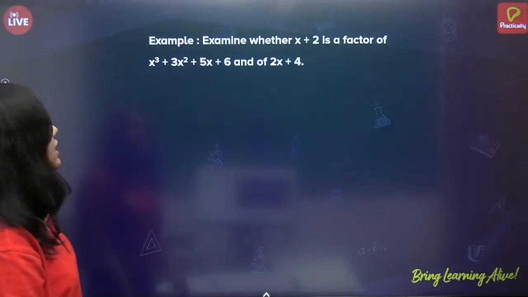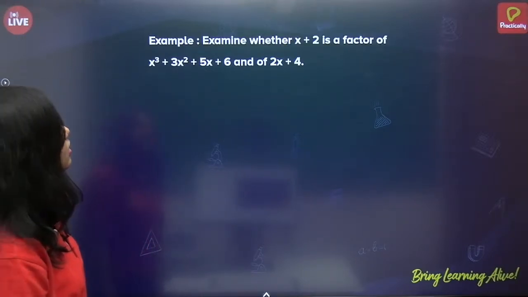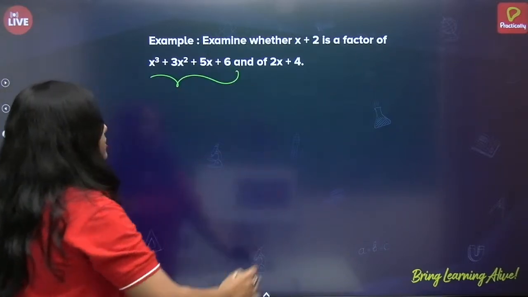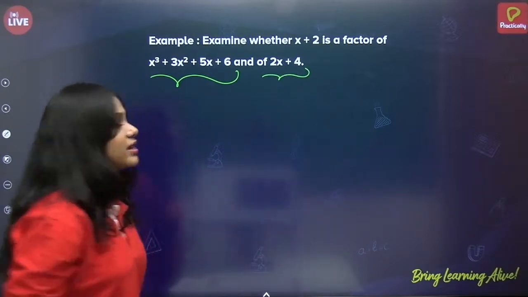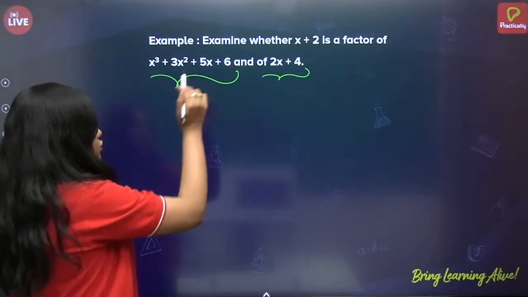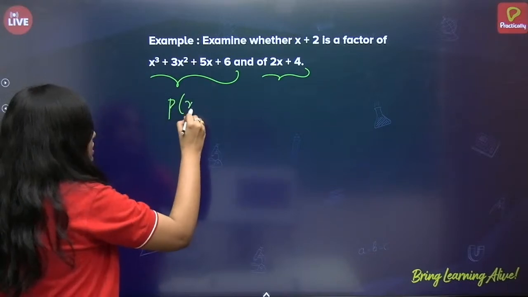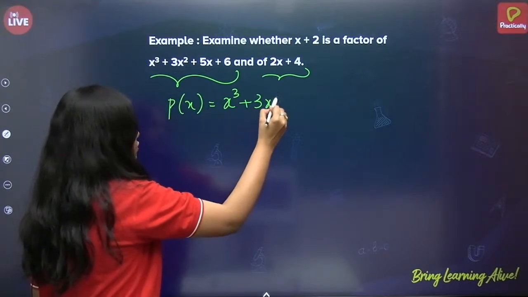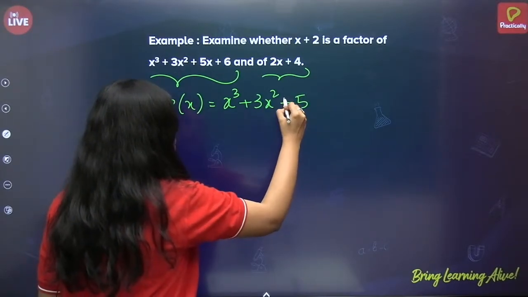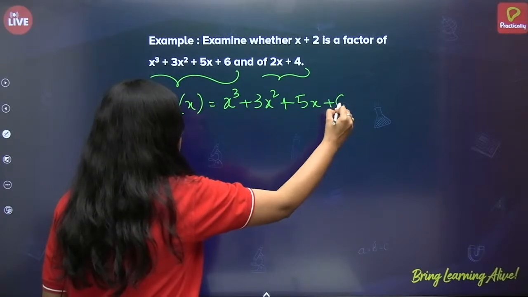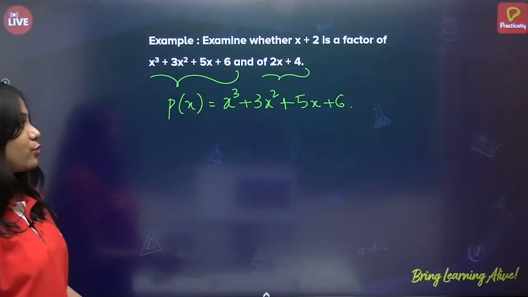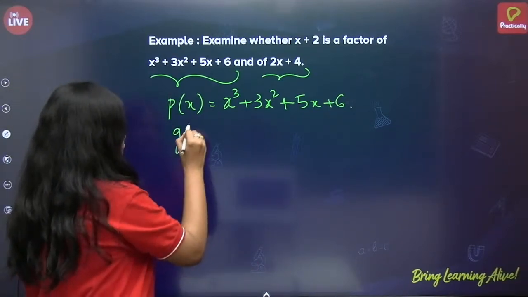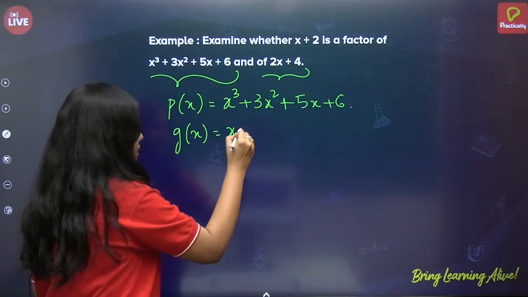So here, let us see the example. Examine whether x plus 2 is a factor of this polynomial and also this polynomial. So there are two polynomials given here. First, let us do this one. So what is my P of x? P of x is equal to x cube plus 3x square plus 5x plus 6. And I have to check whether x plus 2 is a factor of it. So, okay, g of x is equal to x plus 2.